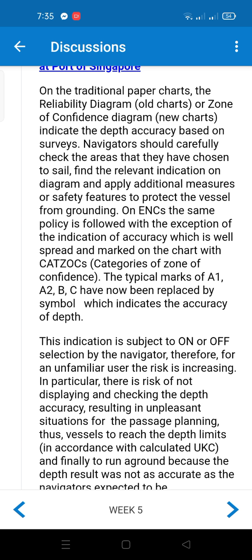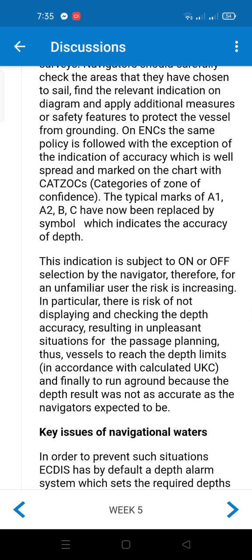On ENCs, the same policy is followed, with the exception of the indication of accuracy, which is well spread and marked on the chart with CATZOCs, or categories of zone of confidence. The typical marks of A1, A2, B, C have now been replaced by symbols which indicate the accuracy of depth. This indication is subject to on or off selection by the navigator. Therefore, for an unfamiliar user, the risk is increasing.